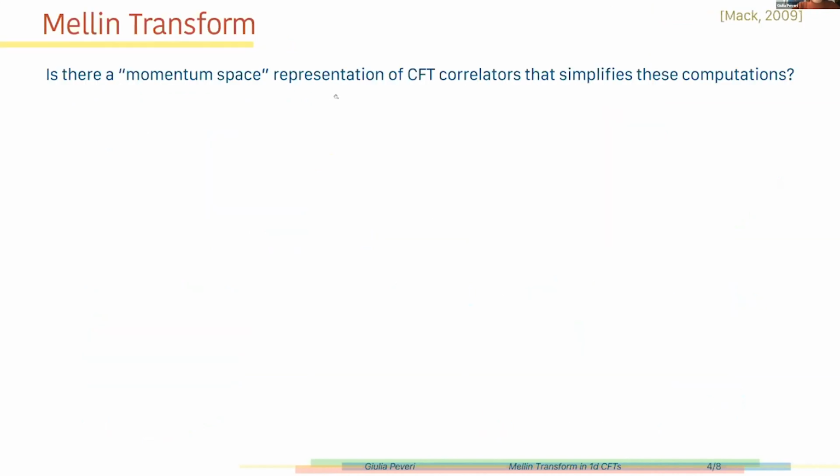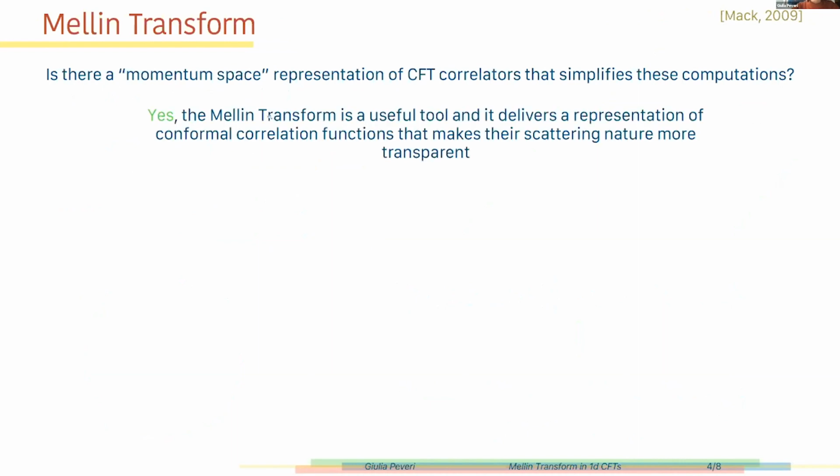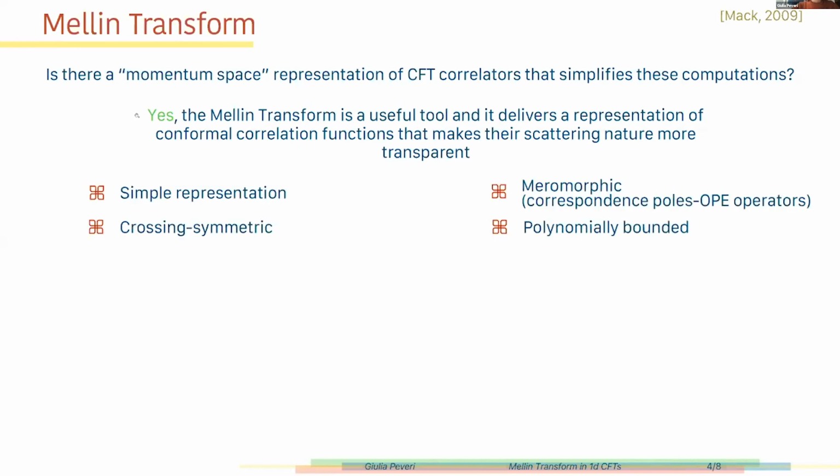The tool we thought of using answers this question: is there a momentum space representation of this CFT correlator that simplifies the computation, a sort of Fourier transform in hyperbolic space? The answer is yes, and this is precisely the Mellin transform, introduced by Mack in 2009 in this context, and it is a very useful tool. It also delivers a representation of the conformal correlation function that makes the scattering nature more transparent. These are the properties that we expected from this Mellin transform.